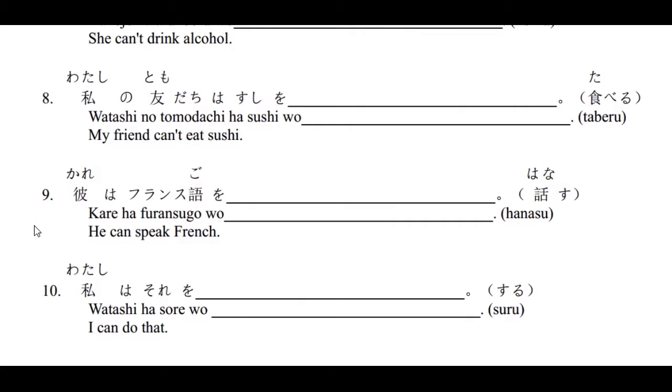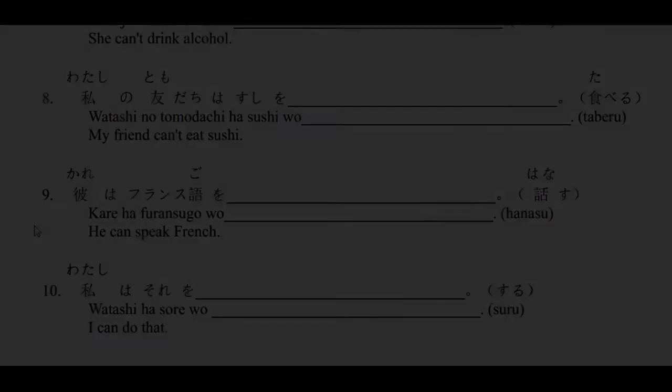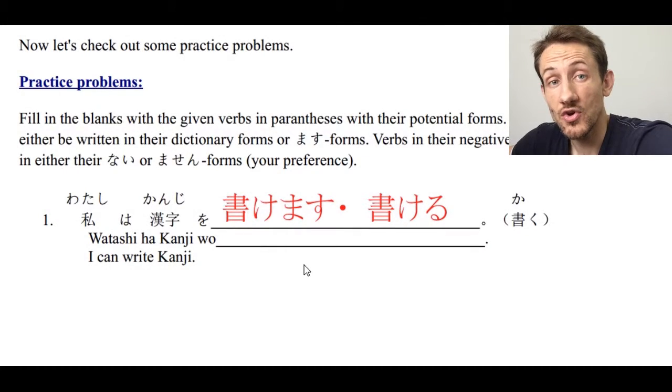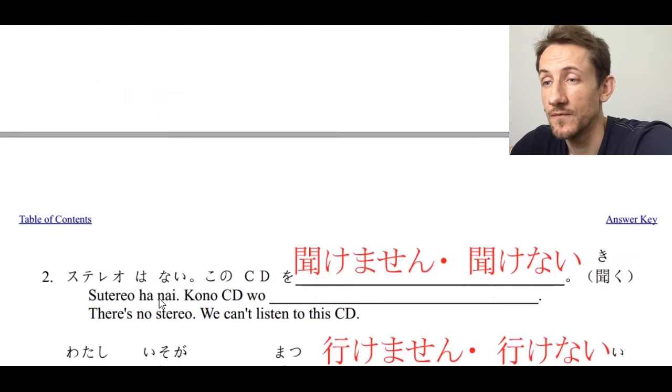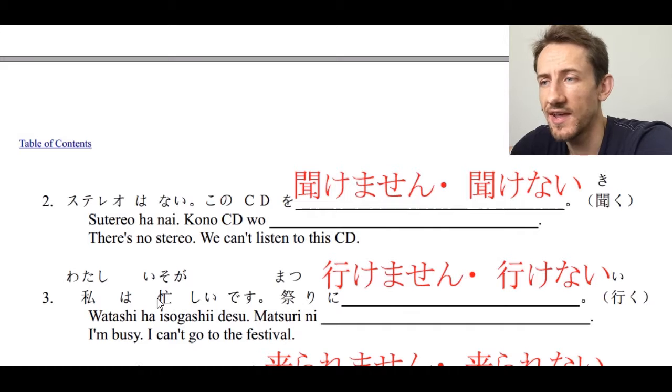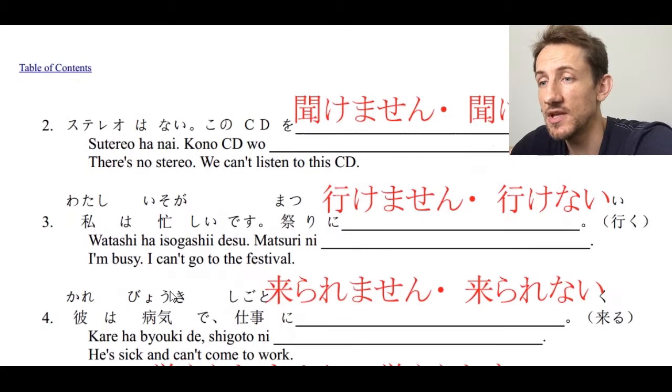Alright, so now let's check our answers. Number 1. I can write kanji. 私は漢字を書けます or 書ける. Whichever one you want. Number 2. There's no stereo. We can't listen to the CD. ステレオはない。この CD を聞けません or 聞けない. Number 3. I'm busy. I can't go to the festival.